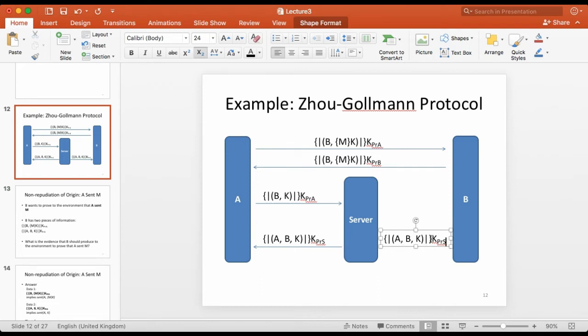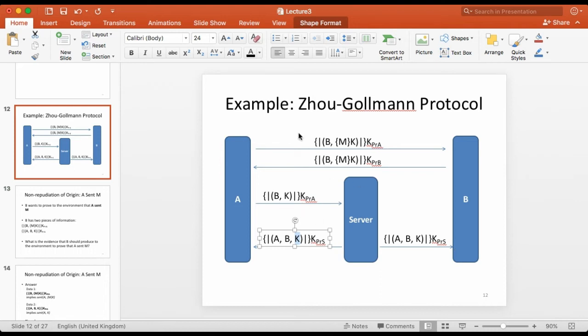So B can also download the key K from the server in a trusted message signed by the server itself. Now, of course, that key is accompanied by the names of A and B, meaning that this key is intended for communication between A and B, or the purpose of this key is that it can be used for communications between A and B later on, if A and B would like to exchange any sort of hidden messages or sensitive messages and so on.